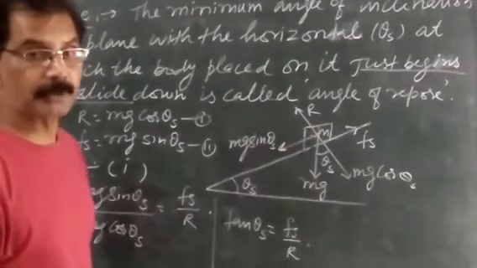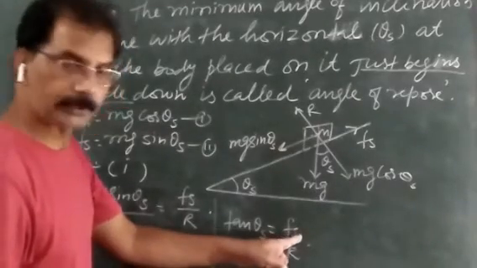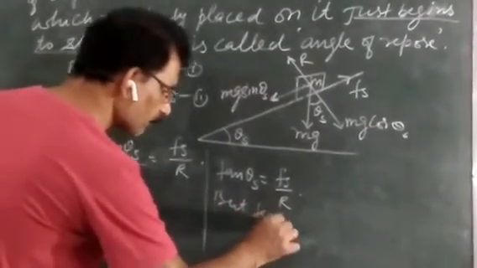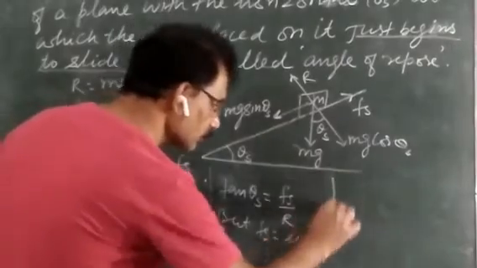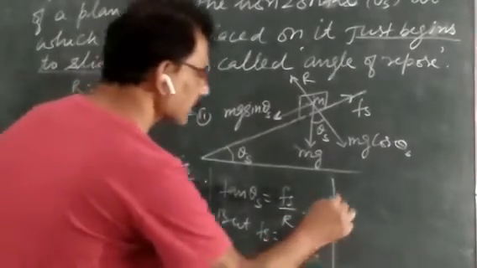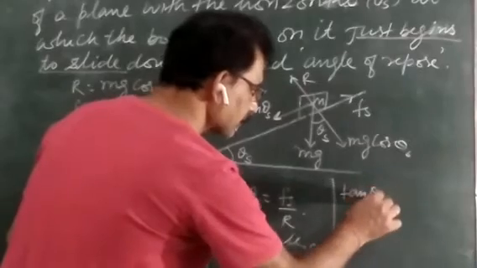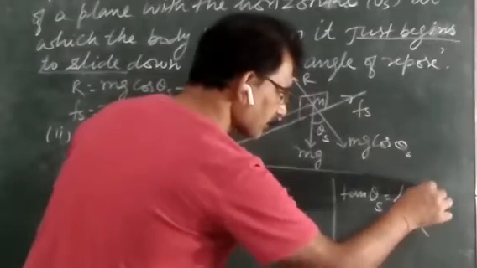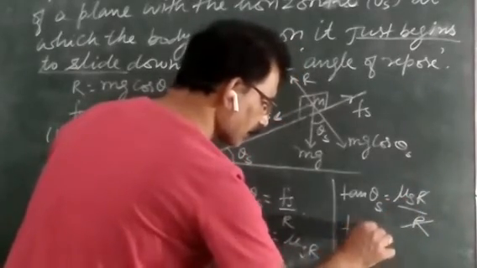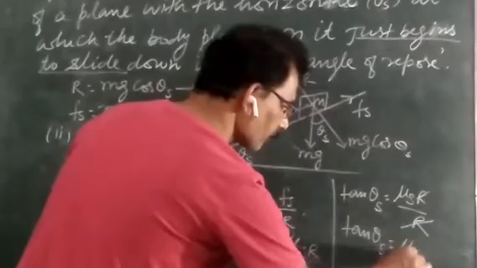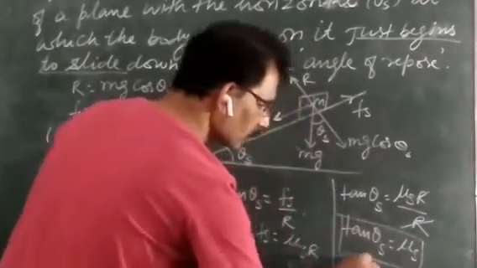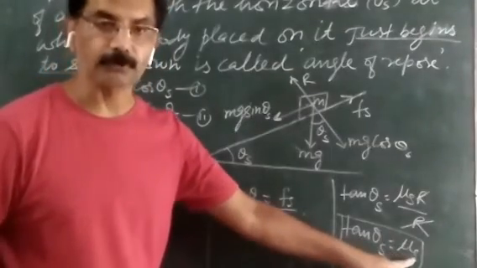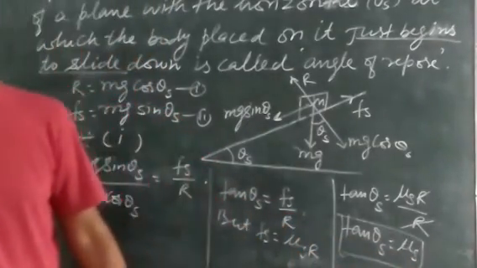And by the law of limiting friction, Fs is equal to mu s R. So if Fs is equal to mu s R, then tan theta s is equal to mu s R upon R. Now R is cancelled by R, and again you will get tan theta s is equal to mu s. It means the tan of the angle of repose is equal to the coefficient of static friction.